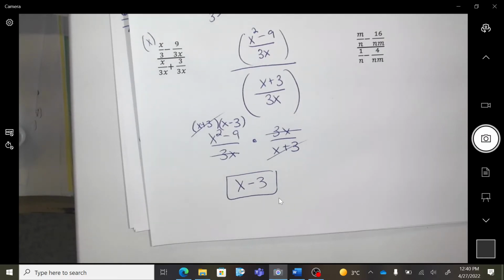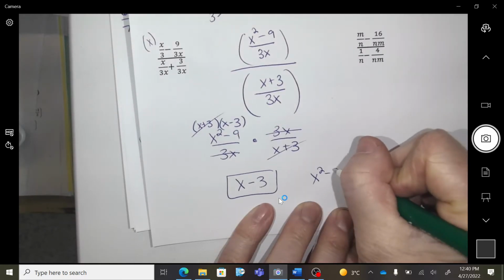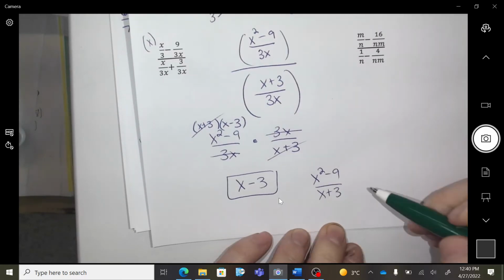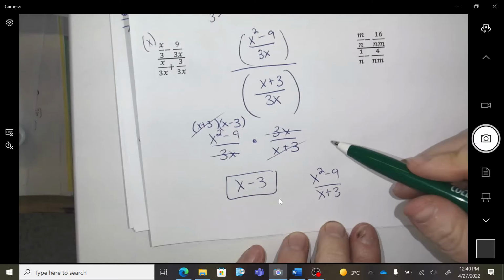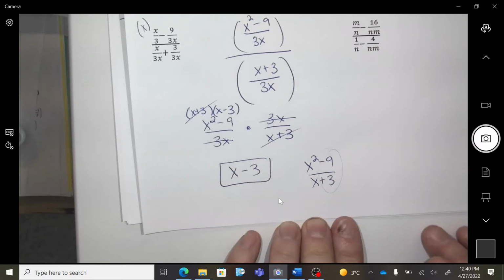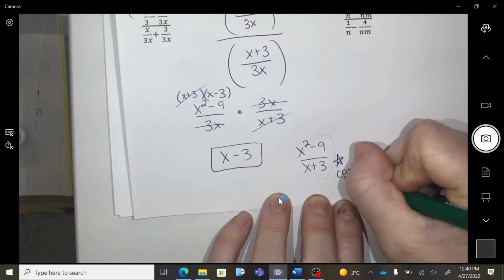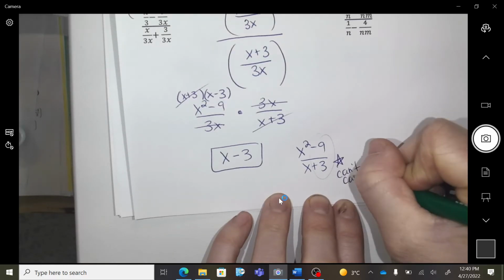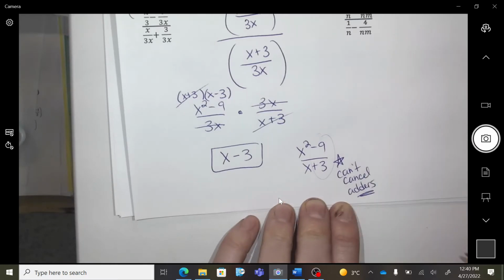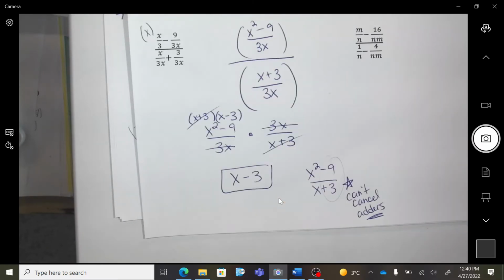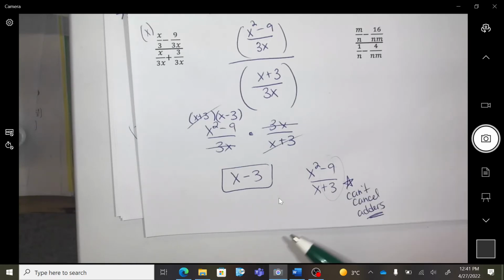Okay, I feel like I often see the mistake of people trying to think they can cancel like that. You can't. You can't cancel adders. What did I say? You can only cancel things when it's this times this times this divided by this. You can only cancel like that. You can't cancel like that.